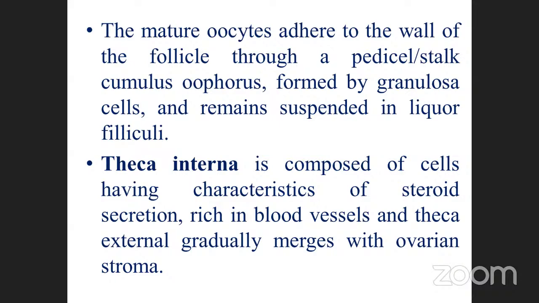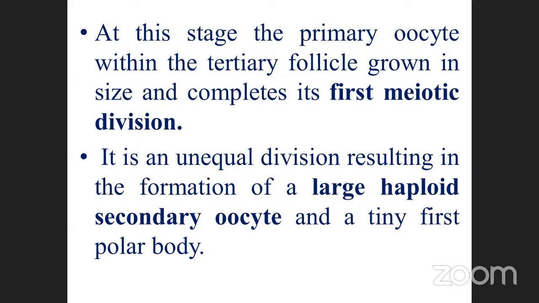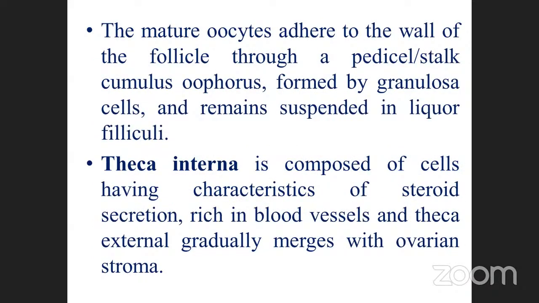So go to the next one. See, at this stage, the primary oocytes within the tertiary follicle grow in size and complete their first meiotic division. Already we discussed the changes which occur after the meiotic division. You already know about these changes.